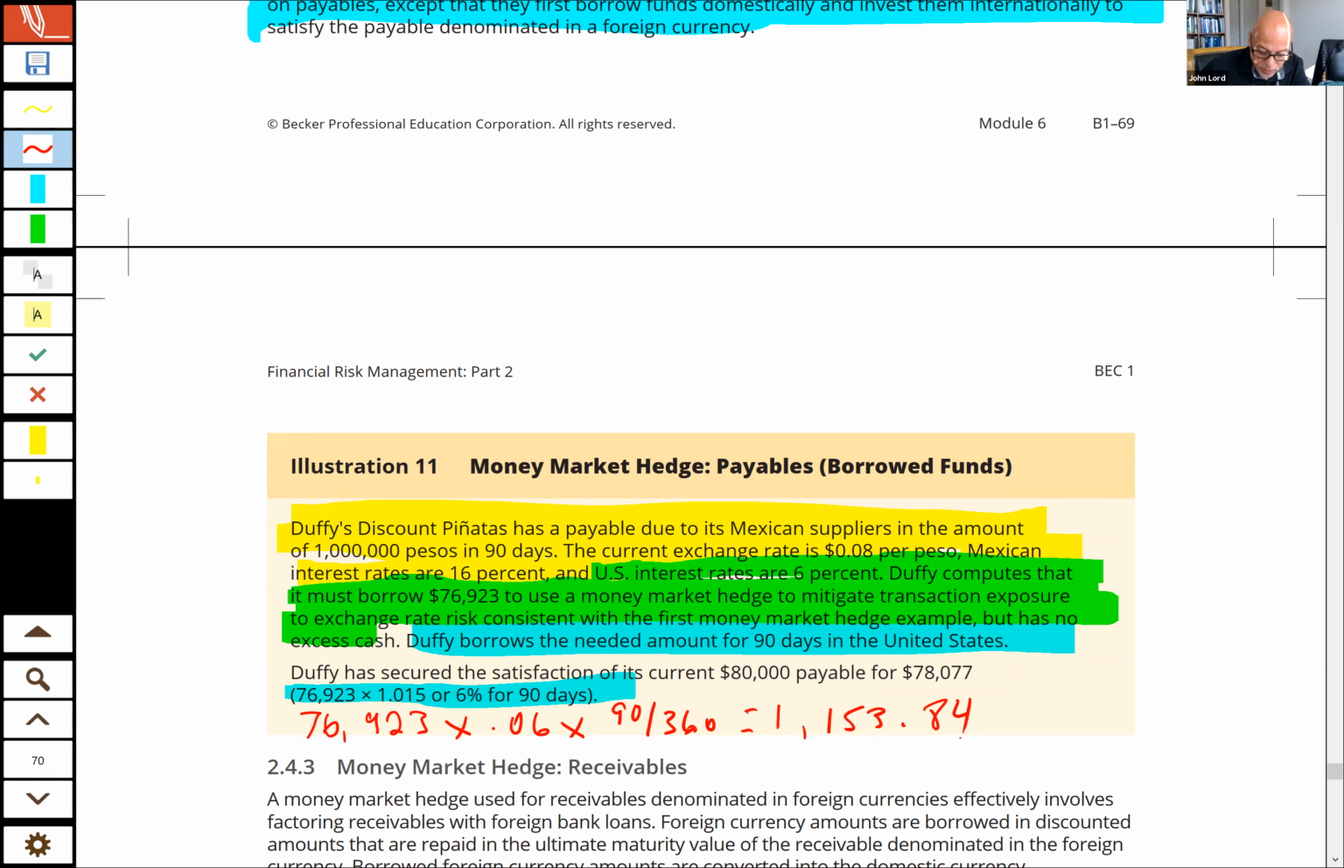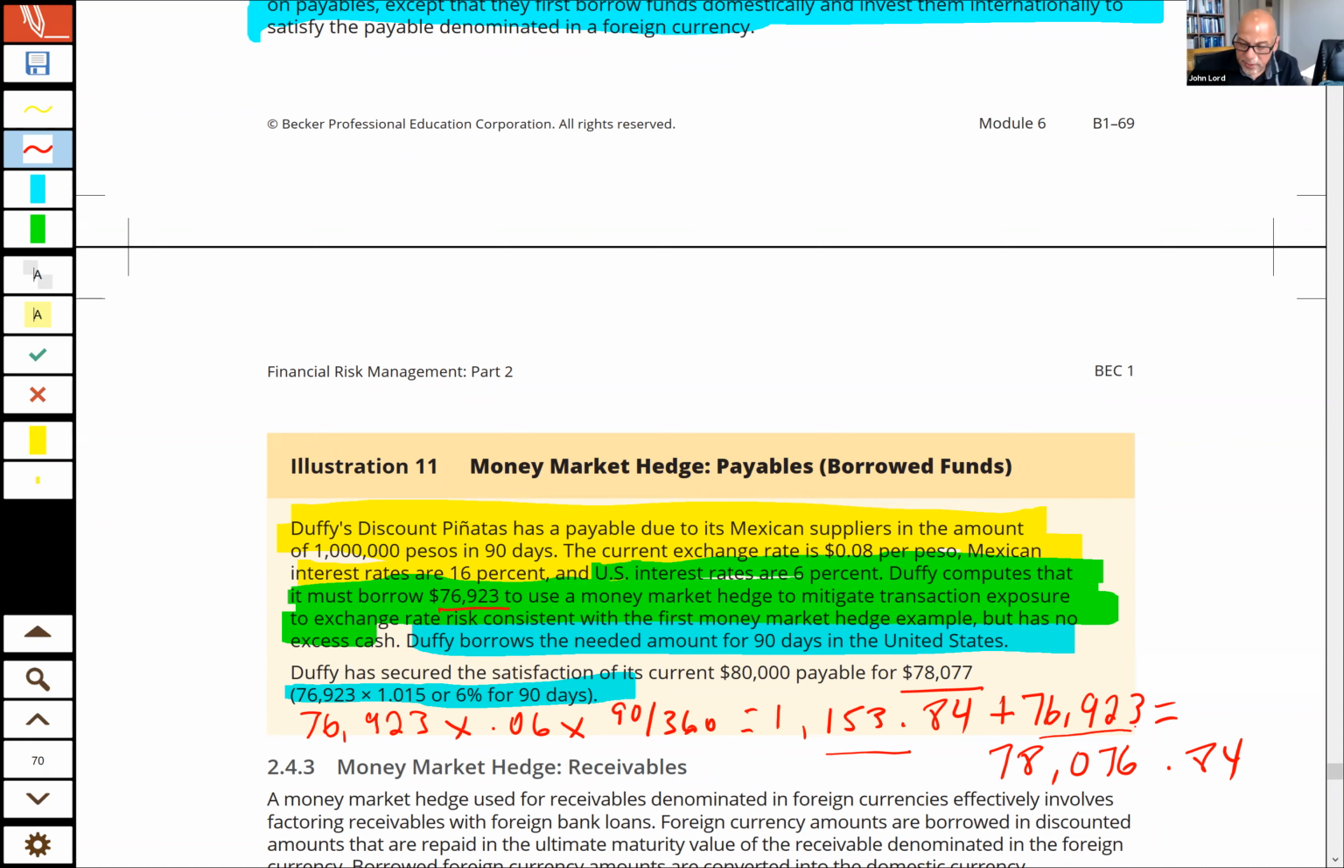And then you add that on to the fact that they had to borrow this $76,923 initially. I mean, if they had paid it at that date, that's what it would have cost them, right? It was the $76,923. And so you take the $78,076.84. When you add those two together, that's how they came up with that number, you know, they rounded it up. That's how they came up with the interest that you had to pay.